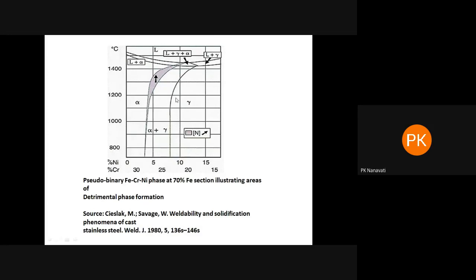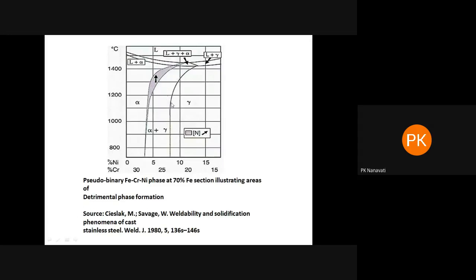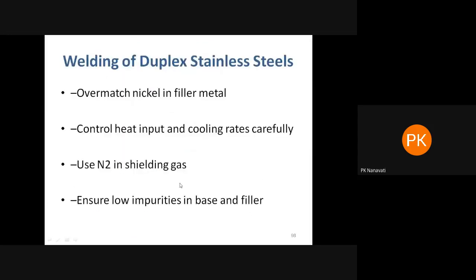Nitrogen will stabilize the austenite phase, so the solidified structure will have less ferrite and more austenite, right? So the welding of duplex stainless steel is done with a special kind of filler metal where you have an overmatching nickel alloying element. But you have to take care of the heat treatment, and you can also use nitrogen as a shielding gas, because nitrogen has an important role to play, and you have to ensure low impurities in the base metal and filler metal.